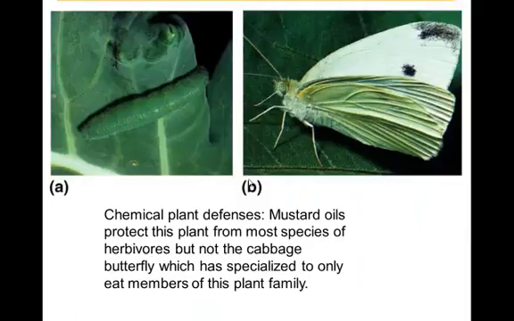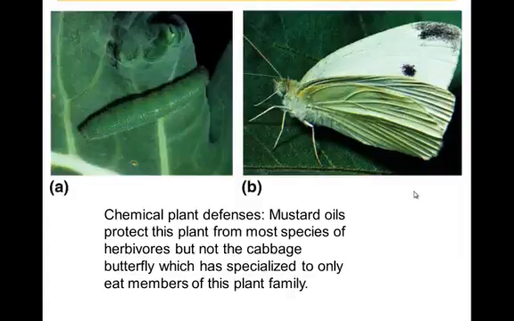Another category of defenses that plants have developed are chemical defenses, and it's kind of interesting. Insect herbivores go one of two ways, it seems like. It seems like either they're generalists, like a grasshopper that will feed on leaves from a number of different plants, or else they can be specialists. And here we can see a specialist here, cabbage butterfly. It feeds only on members of one plant family, the mustard family.